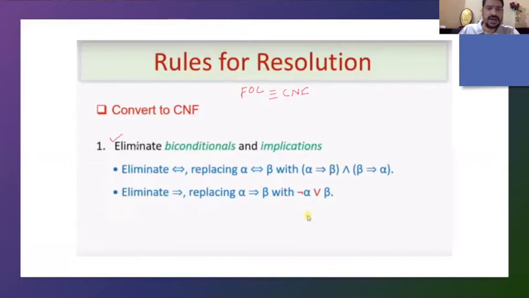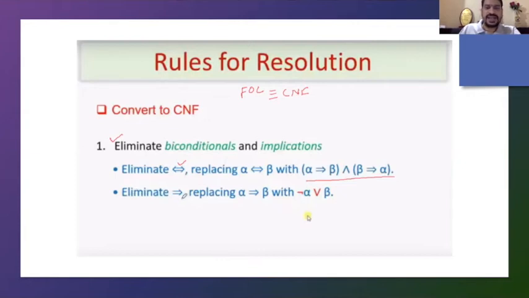So the first rule is called eliminate biconditional and implication. The first is this biconditional. If we have any statement like alpha biconditional beta, we just eliminate this biconditional with this statement. It says that alpha biconditional beta, so we can write it down: alpha implies beta and beta implies alpha.